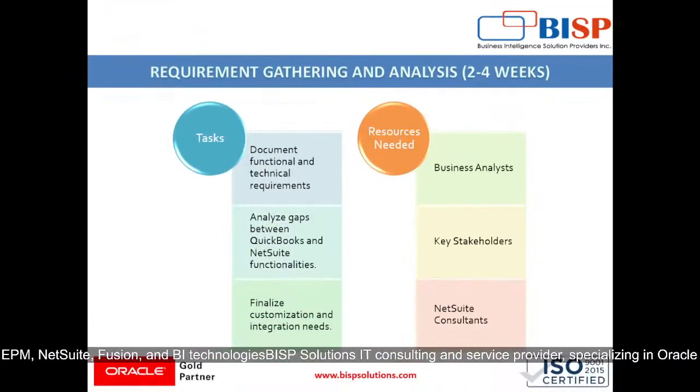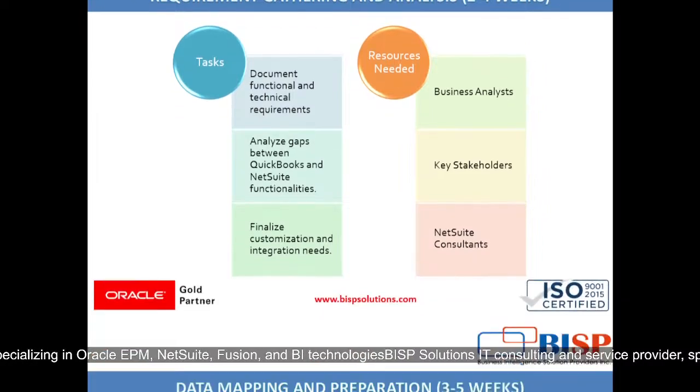Then the second phase will be requirement gathering and analysis, which will take around 2 to 4 weeks, where the tasks involved are documenting functional and technical requirements, analyzing gaps between QuickBooks and NetSuite functionalities, and finalizing customization and integration needs. We will require resources like business analysts, key stakeholders and NetSuite consultants.